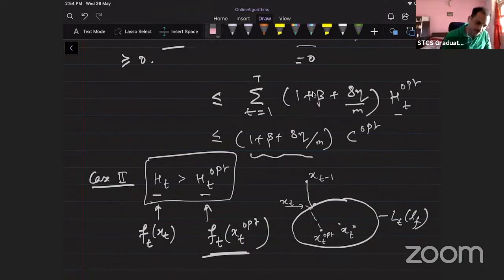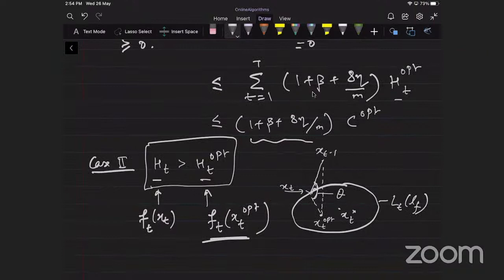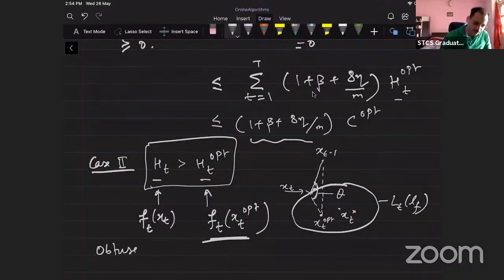Okay, so let me try to make it slightly easier for all of us. So what is this angle? Theta. Obtuse because of convexity. Right. So not only because of convexity, also because of this condition.